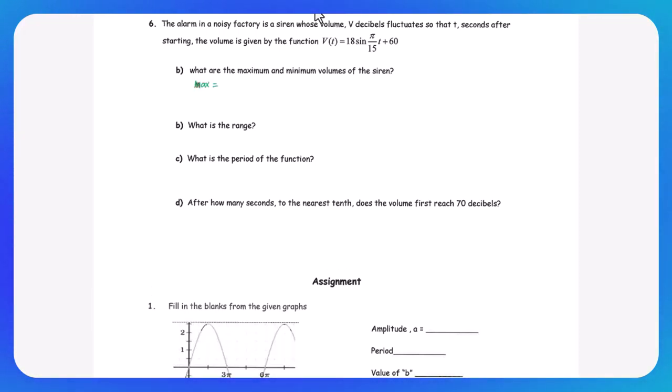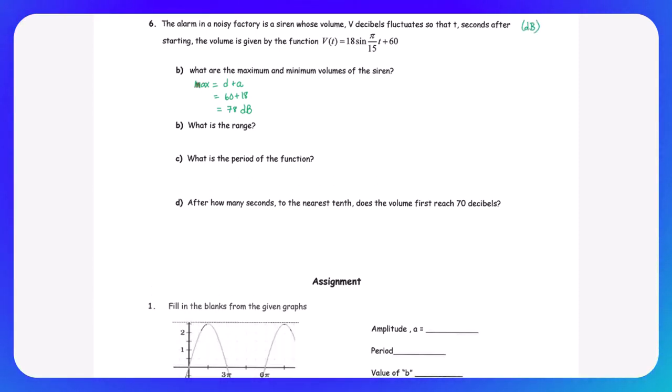So the max is going to be the D value, that median, so the midline plus the amplitude, which gives us 60 plus 18, which gives us 78. And remember that this is decibels. They don't tell us that, but we're just going to put the units there. Otherwise, I would expect you to write out decibels, but the units for decibels is dB.